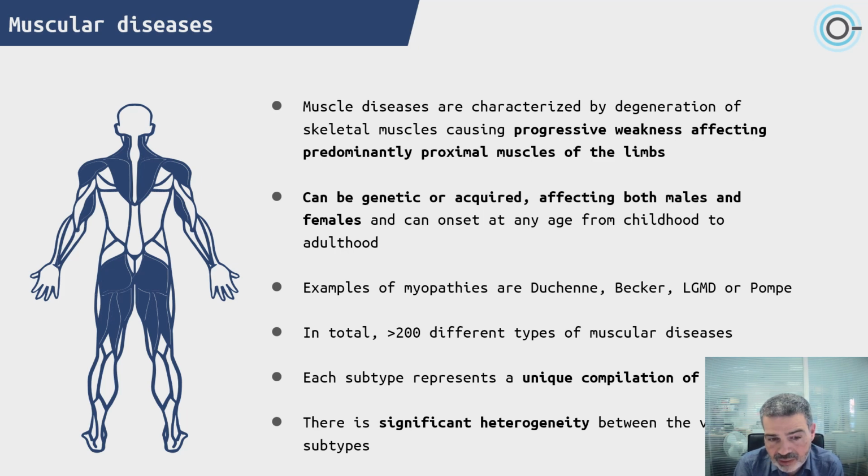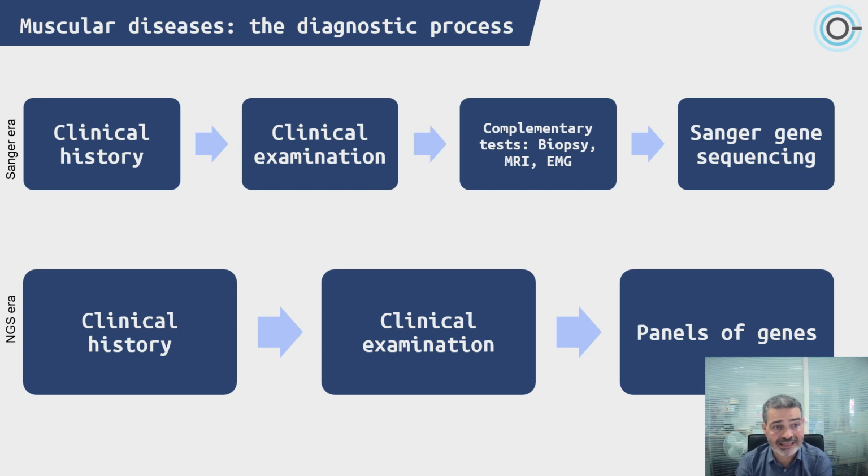There are more than 200 different types of muscular diseases, and each subtype represents a unique compilation of different signs and symptoms, and there is a significant heterogeneity between the different subtypes of diseases. So the diagnosis process of muscular diseases has changed considerably in the last 20 years.